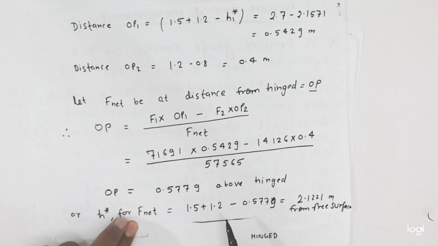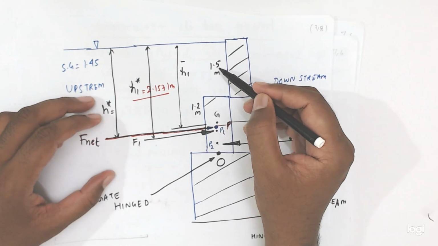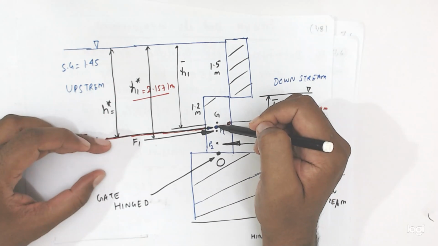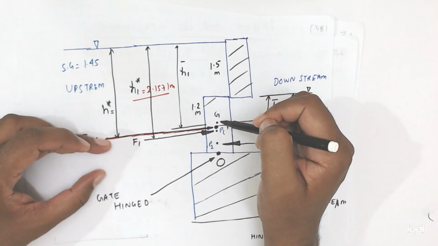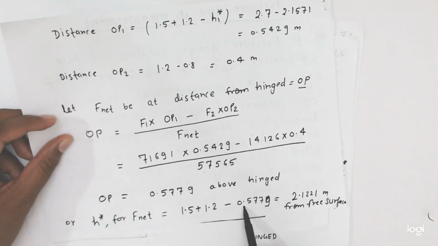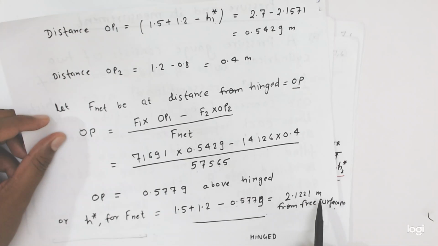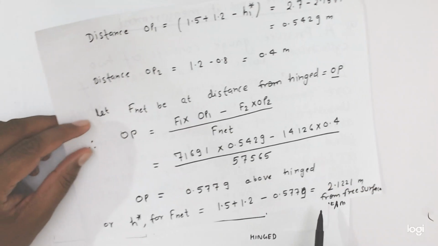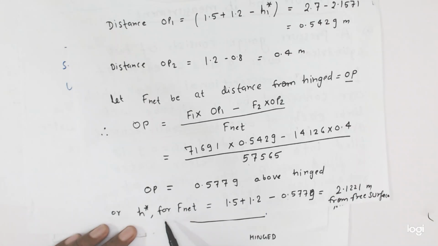for F net we have to subtract this P value. So OP we have to subtract from total height. So total height we have to subtract, means 1.5 plus 1.2 minus 0.5779 equal to 2.1221 meter from the free surface. This is the H star value. Okay friends, this H star is, or we can say, center of pressure of the resultant force.